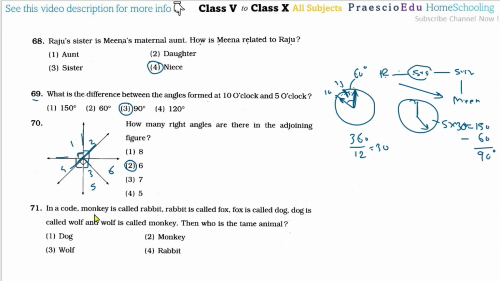In a code, monkey is called rabbit, rabbit is called fox, fox is called dog, dog is called wolf, and wolf is called monkey. Then who is the tame animal? Now, tame means living with human beings, or familiar with human beings. Others are the wild animals. So here the one familiar with human beings is only the dog. But dog is called wolf, so that's why wolf, option number 3, is the correct one.